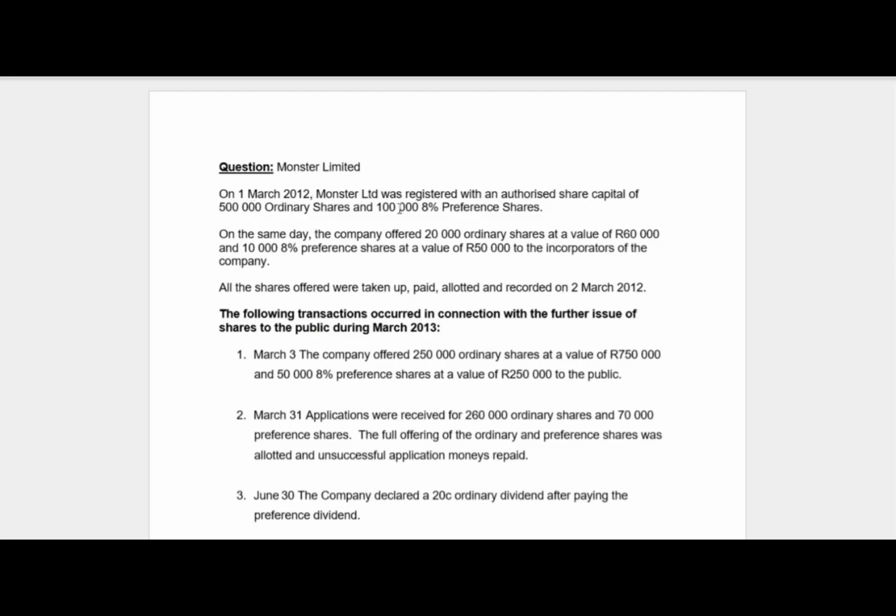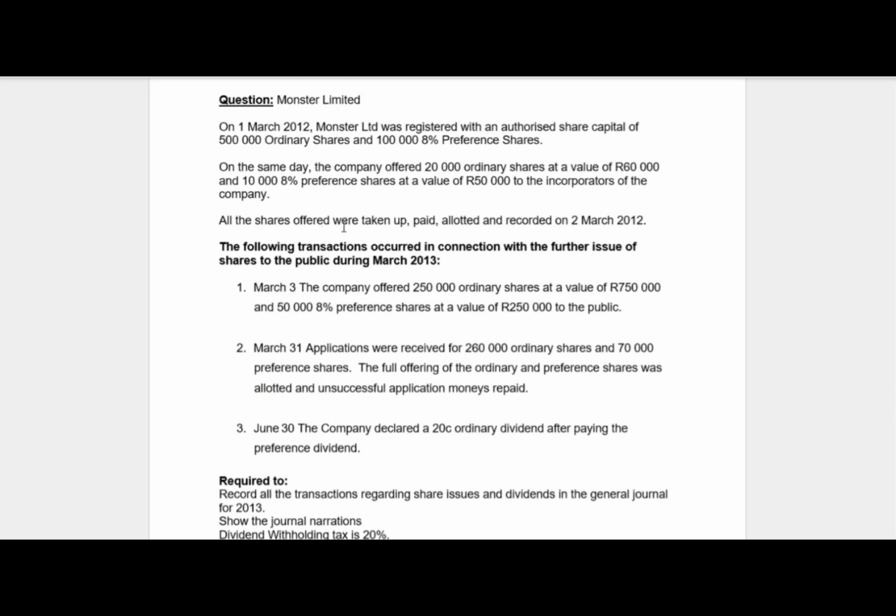So remember, when we speak of authorized shares, we're speaking about the stock of shares that is available to be issued. It is there in stock. Whenever the company wants to issue, they're going to fetch from the stock, which is the authorized shares, right? So let's proceed. They say all the shares offered were taken up, paid, allotted, and recorded on the 2nd of March 2012. So this transaction has been recorded already, so we're not going to record these ones, all right? But we're going to consider them somehow where necessary.